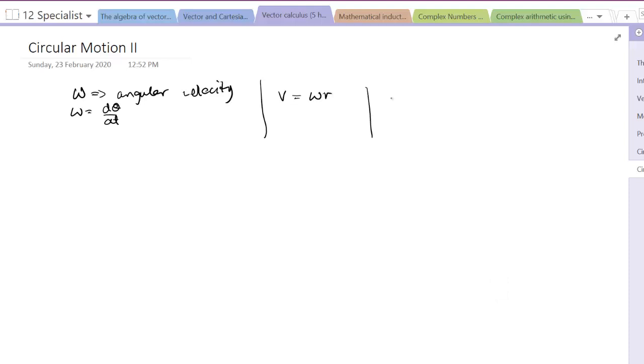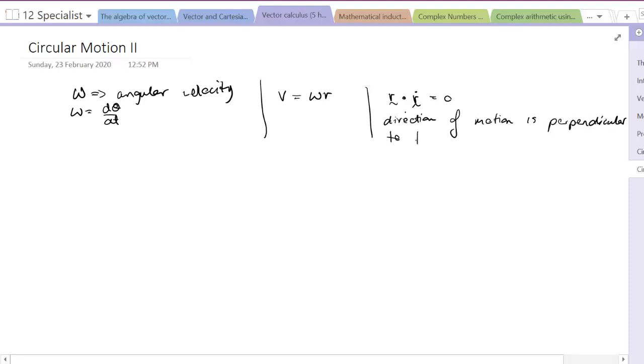We should know that the dot product of the direction and the velocity is equal to 0, which means that the direction of motion is perpendicular to the position vector. Really, that means that at any point in time, the velocity, or the direction of motion, will be perpendicular to the radius.